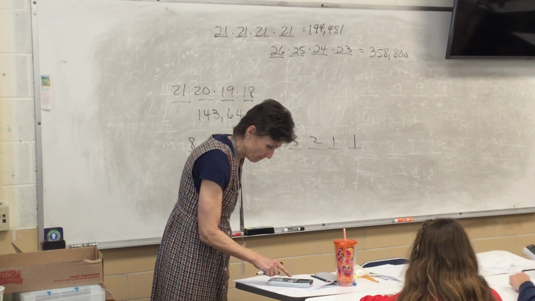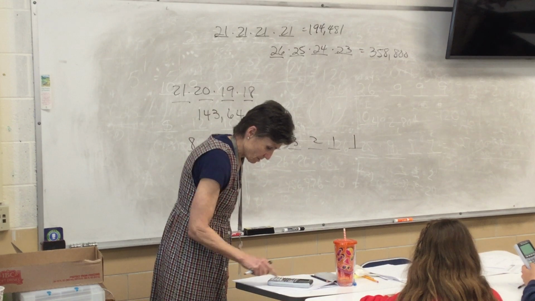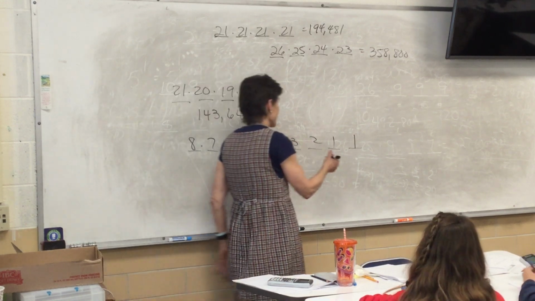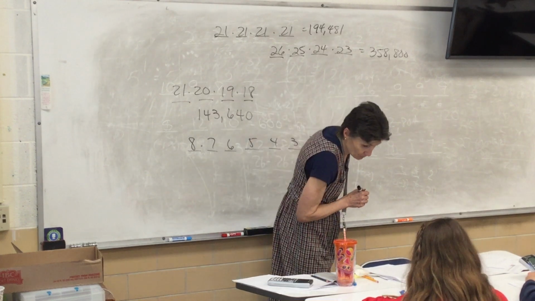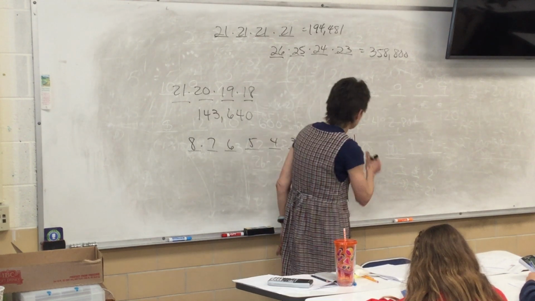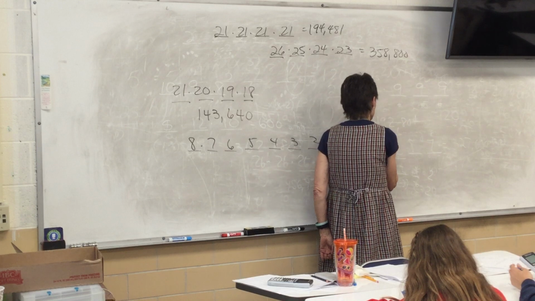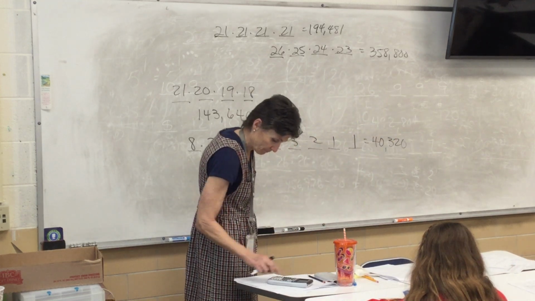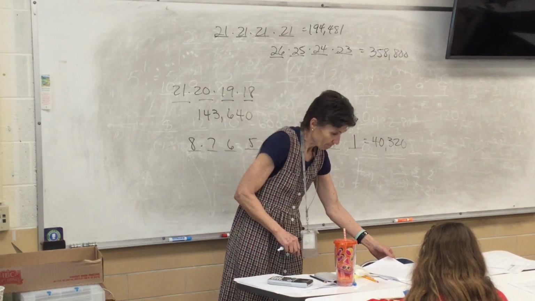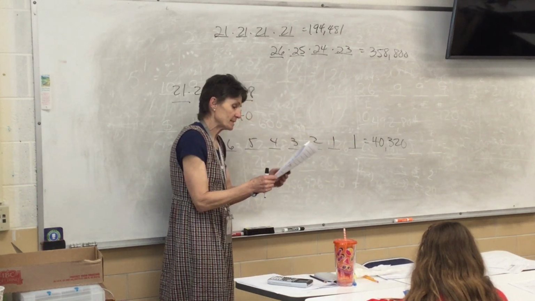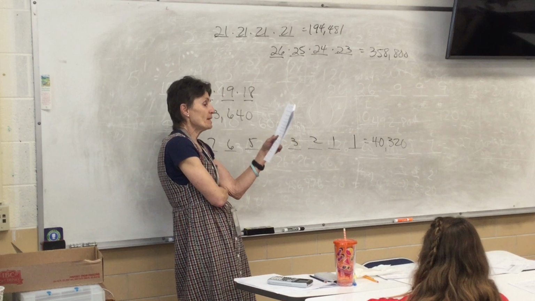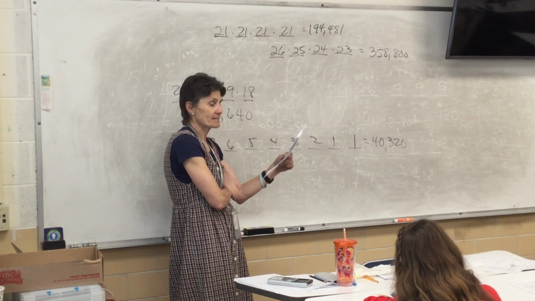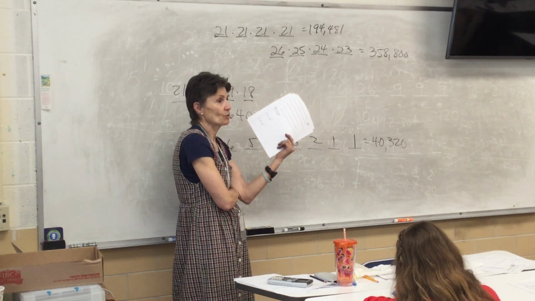What's 8 factorial? 40,320. So the answer to problem 16 is 40,320. And then number 17. The pitcher bats last, and the best hitter bats third.